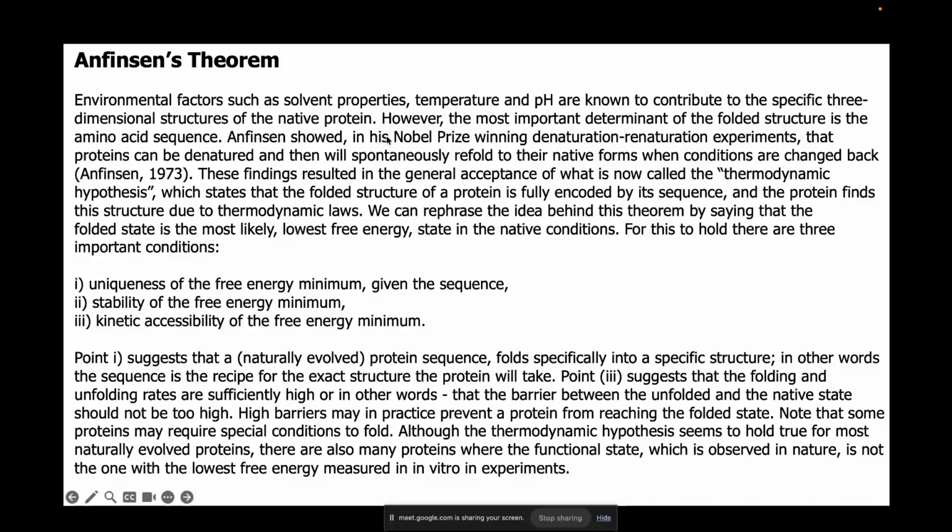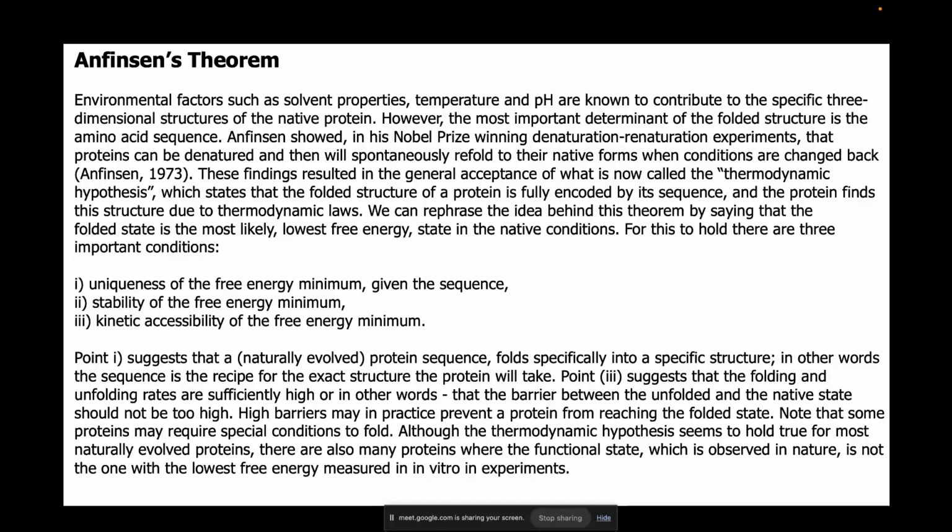So these findings resulted in general acceptance of what is now called the thermodynamic hypothesis, which states that the folded structure of a protein is fully encoded by its sequence, and the protein finds this structure due to thermodynamic laws and obviously due to evolution. We can rephrase the idea behind this theorem by saying that the folded state is most likely the lowest free energy state in the native conditions. For this to hold there are three important conditions. The first is the uniqueness of the free energy minimum given the sequence. Second is the stability of the free energy minimum, and third is the kinetic accessibility of the free energy minimum.